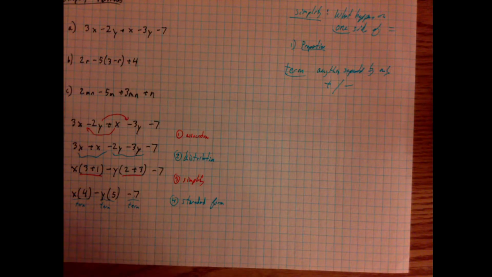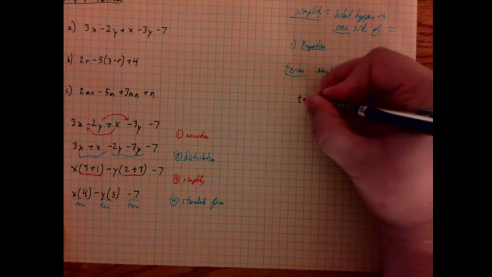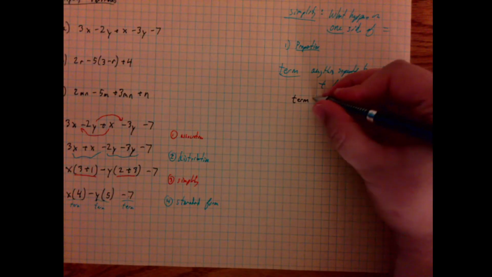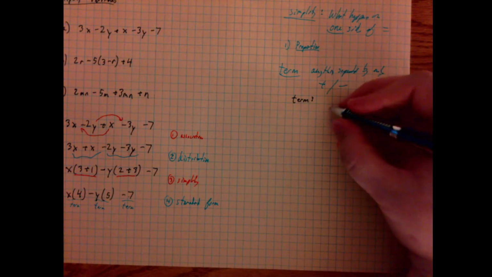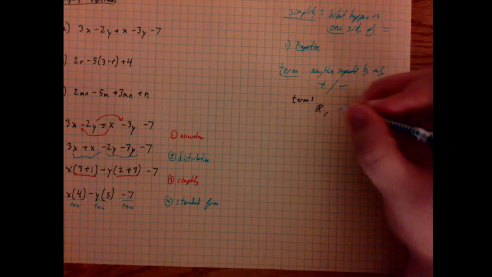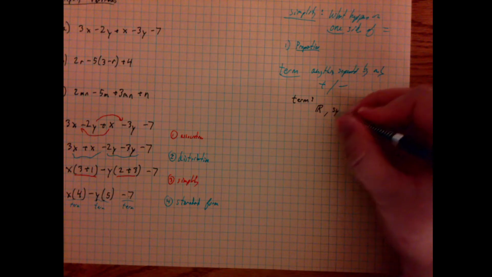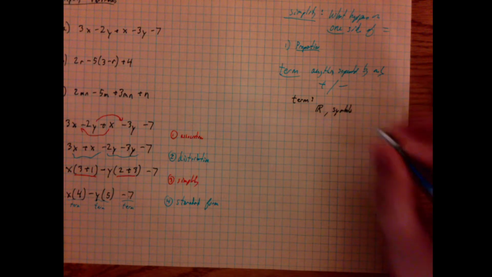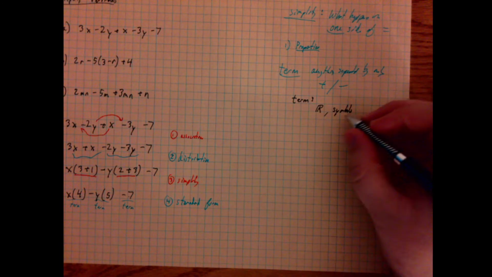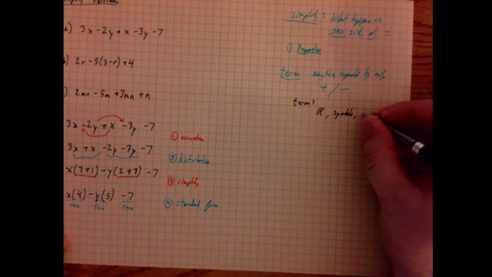Now, from here, it is common when it comes to terms that there is an order to them. The order is as follows, and I'll be brief with this. You have real numbers first. Then you have any symbols second. Symbols in this case would be like pi. Then you could have any radicals.